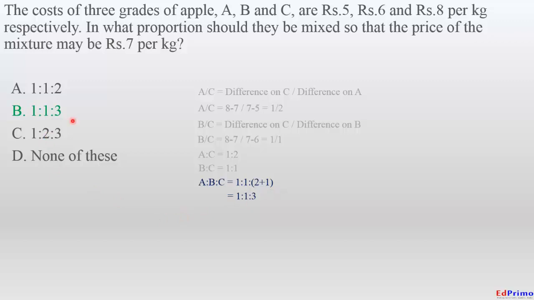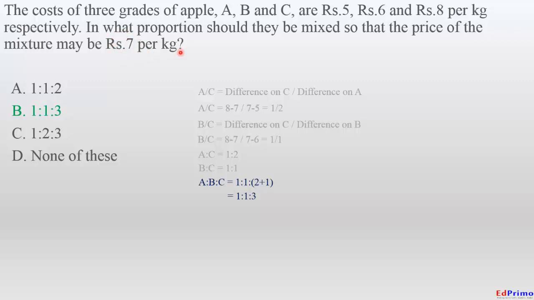Now some of you might find this method a bit confusing or long. In that case, there is an easier option as long as we have answer choices, as in this case. What we can do is we can directly compare the proportion that is there in the answer choices with the values that is given in the question and check if the final proportion will actually lead to rupees 7 per kg for the mixture.